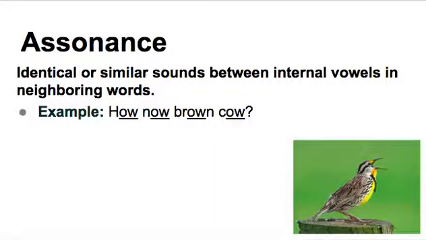Then we have assonance, which are identical or similar sounds between internal vowels and neighboring words. And this does the same thing as alliteration, where it's just bringing attention to something that's happening in the story. So how, now, brown, cow, all have that ow sound within them.